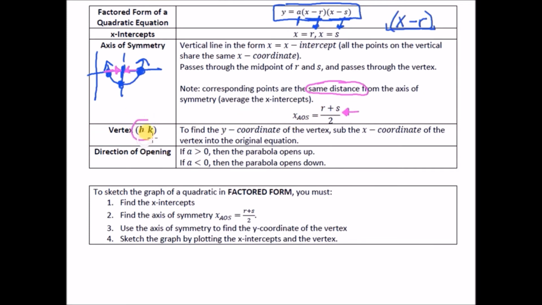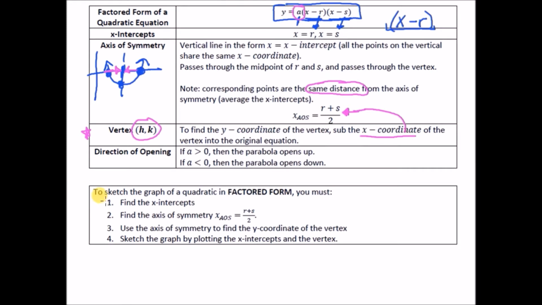The vertex again is in the form h comma k. In this equation, we can't see an h comma k, but there still is a vertex. To find the y-coordinate of the vertex, we're going to sub the x-coordinate of the vertex, which is here, into the original equation, and this is going to come up just algebraically. And then the direction of opening. This a value is the same for standard form, for factored form, and for vertex form of a quadratic. If a is positive, the parabola opens up. If a is negative, the parabola opens down.